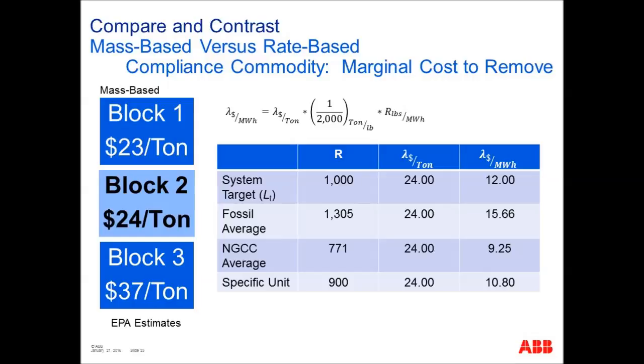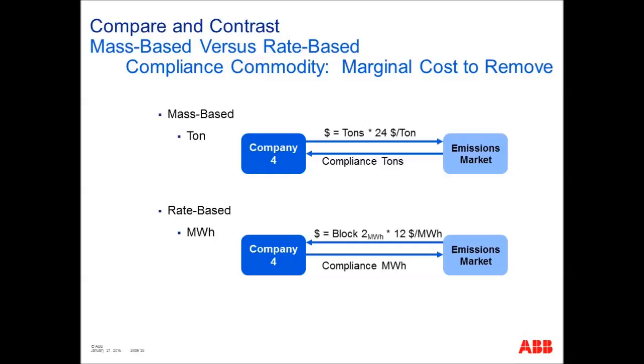Now, let's step back and let's take a look at what's going on here. All right, Company 4 in a mass-based program has to buy tons at $24 a ton because it's block 2. In the rate-based, they're selling compliance megawatt hours, block 2 compliance megawatt hours, at $12 a megawatt hour. And again, the emission rate down there is the system target of 1,000.